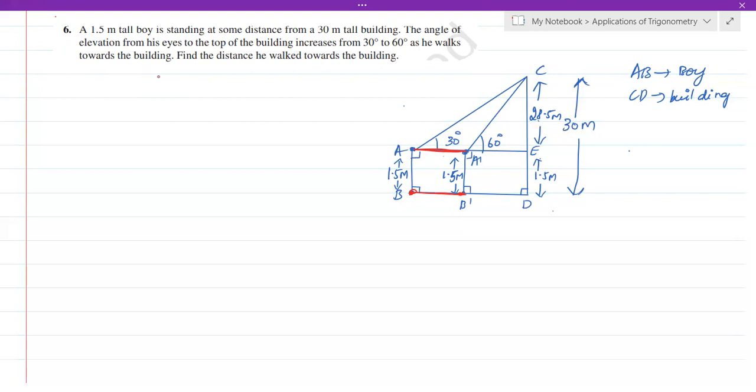Now, what you're going to do is, you should always check for a right angle triangle. That's what you're going to do. And very clearly here also the angle is 90 degree, because the horizontal line of sight is parallel to the ground.